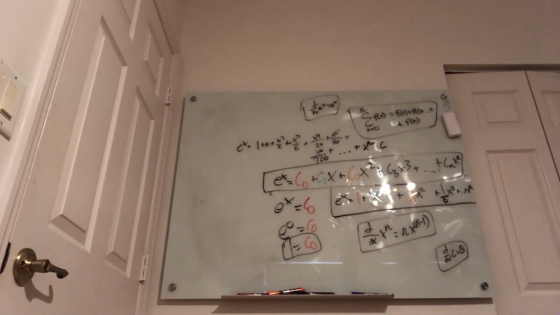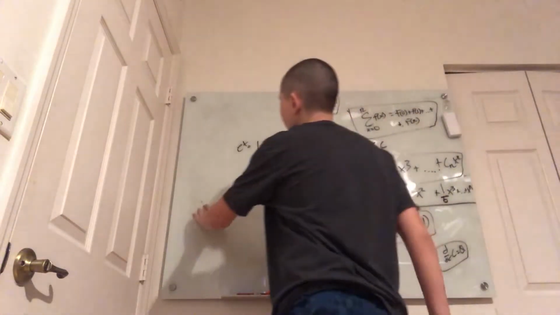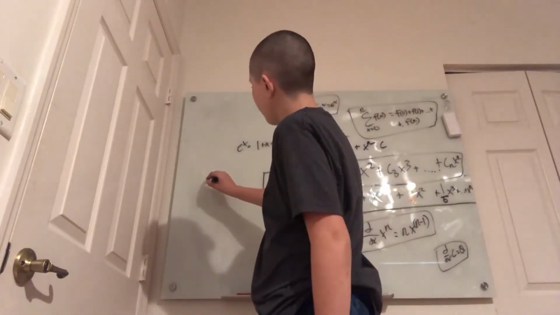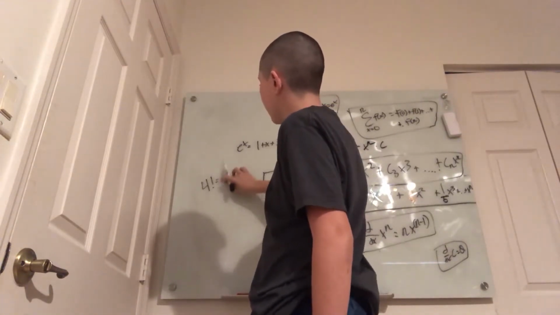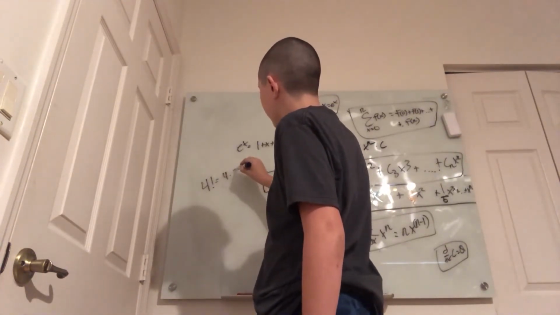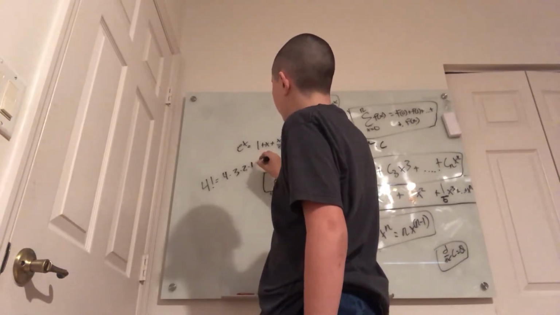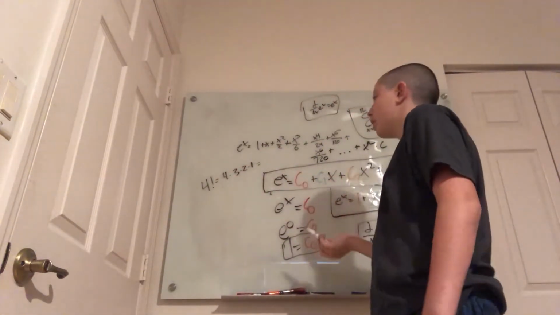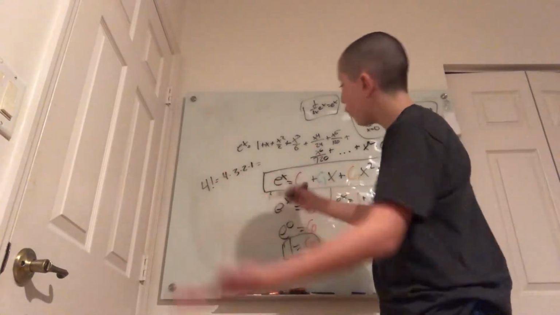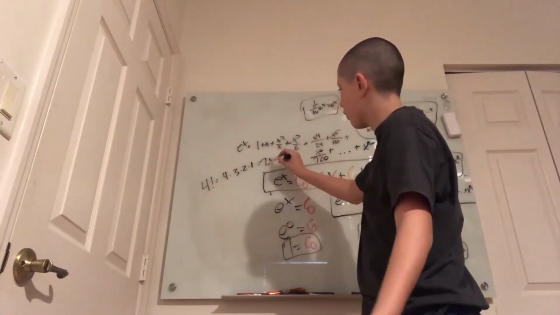And I haven't told you what a factorial is. My bad. Another thing to know: a factorial of a constant is equal to that constant, and you multiply it continuously until you get to 1. So 4 factorial is equal to 4 times 3, which is 12. 12 times 2 is 24. 24 times 1 is equal to 24.